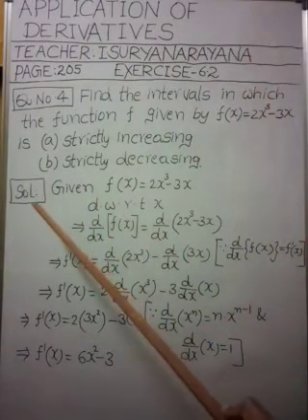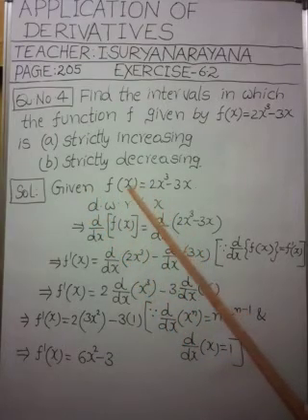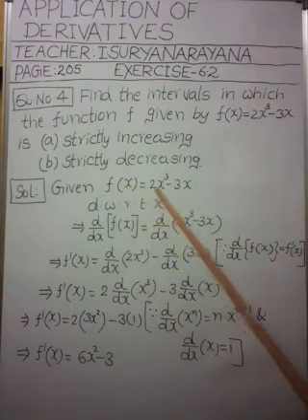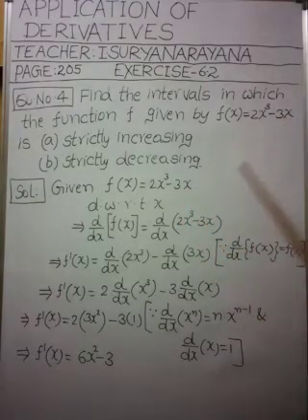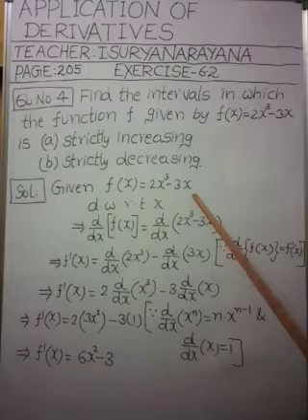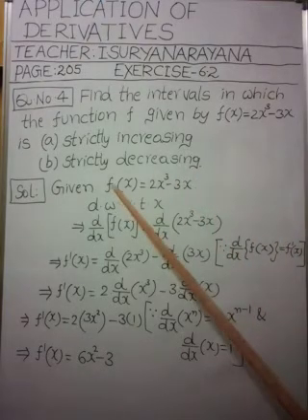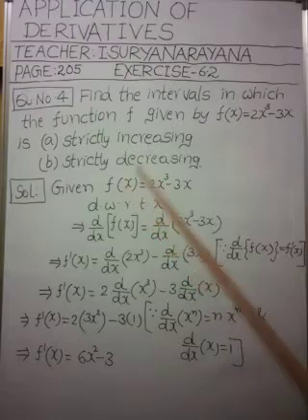Right. Now come to the solution part. First we write the given function. What is the given function here? F of x is equal to 2x cube minus 3x. Just we write the given function. What I said: if you get any question with the terms strictly decreasing, strictly increasing, decreasing or increasing, immediately find the derivative of the given function.